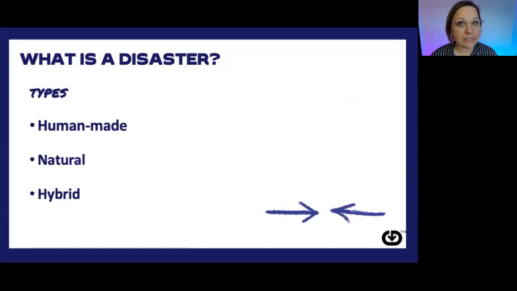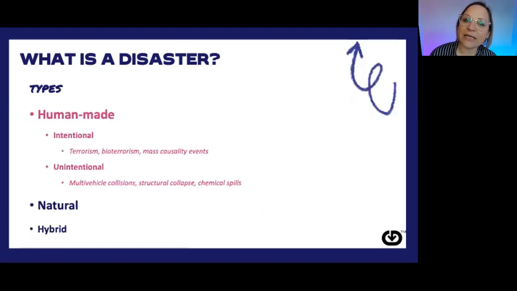There's human-made disasters, there's natural disasters, and then there's a mix of these two, which we call hybrid disasters. So let's take a look at each of these types on their own. So human-made disasters are what they sound like. They're things that people have caused, and it can be intentionally caused or unintentionally caused.